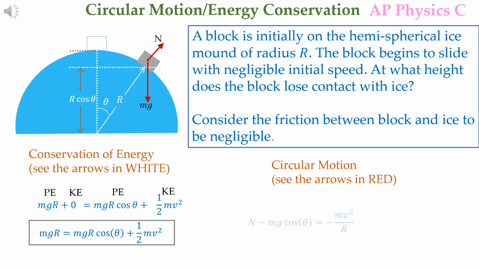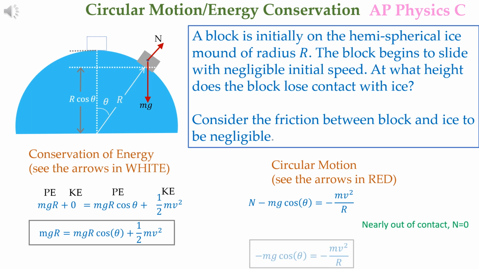The net force along the radius is equal to the centripetal force, which is mv squared by r. The gravitational component along the radius is minus mg cos theta. Normal is radially outward. We have taken radially outward as positive. When the block just loses contact, N is 0, and we get this equation.